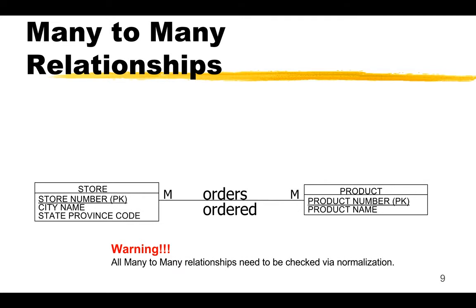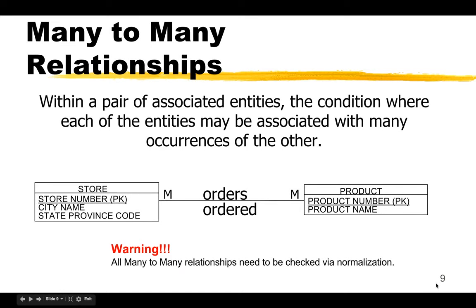Now, you can have many-to-many relationships. Basically an example here shows that the store and the product can have many orders between each other. Is it possible the store can have many different products? Yes, it is. And it could probably be okay to have this. However, many-to-many relationships need to be checked via normalization. Very large red warning here. Anytime you're designing and putting together an ERD and you come up with a many-to-many relationship, you're going to need to normalize to make sure that it's really not the case.